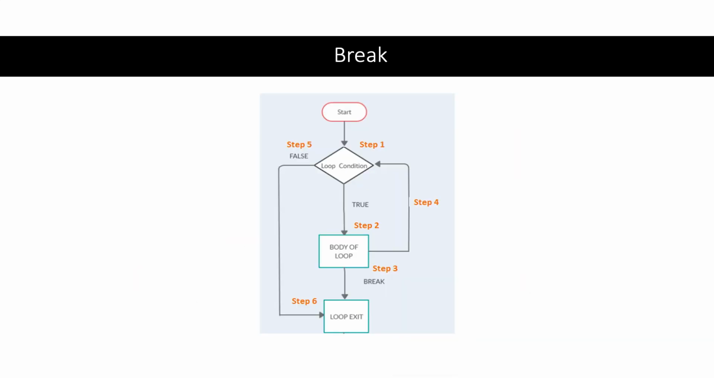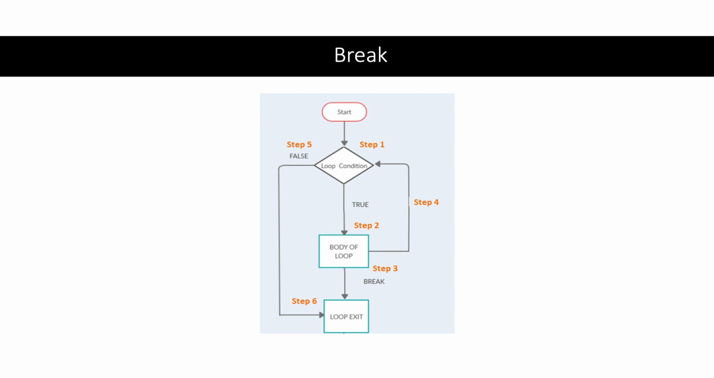This diagram illustrates the flow of a while loop in Python when using the break statement. So here's the process step by step. The process begins at the start oval point, which leads to the evaluation of the loop condition. This is step 1, where the condition of the while loop is evaluated. Now this condition determines whether the loop body will execute or not.